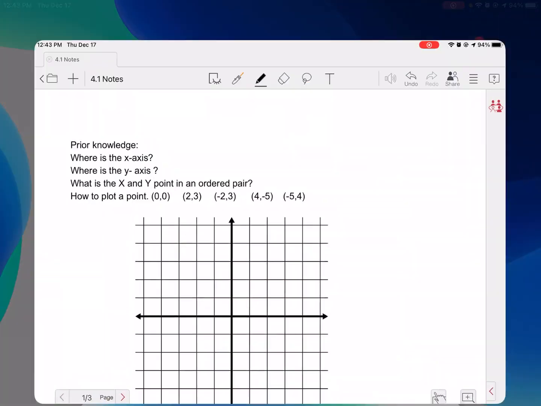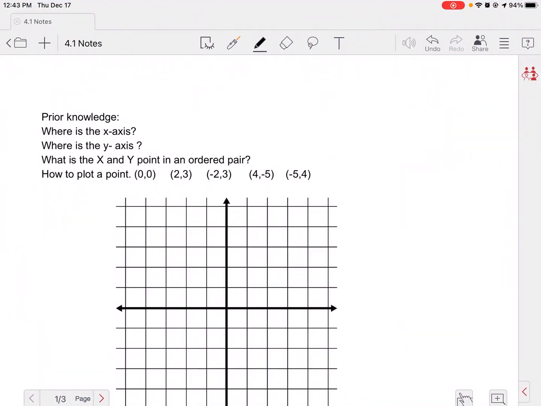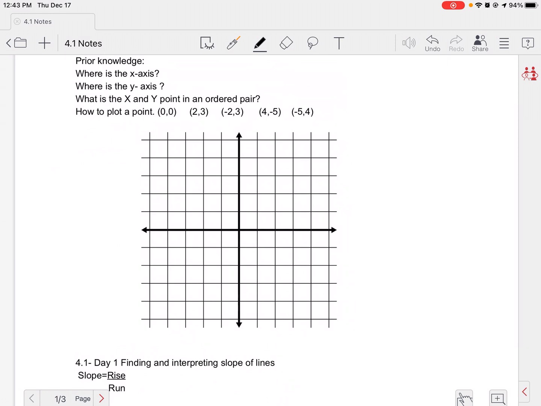We're going to start talking about equations and lines, but before we do that, we have to talk about slope. So this section is going to be all about slope. All right, so before we get started on slope, let's review some things about a graph, okay?